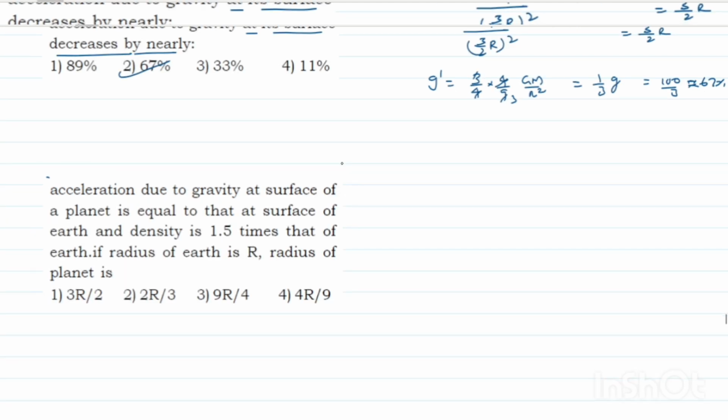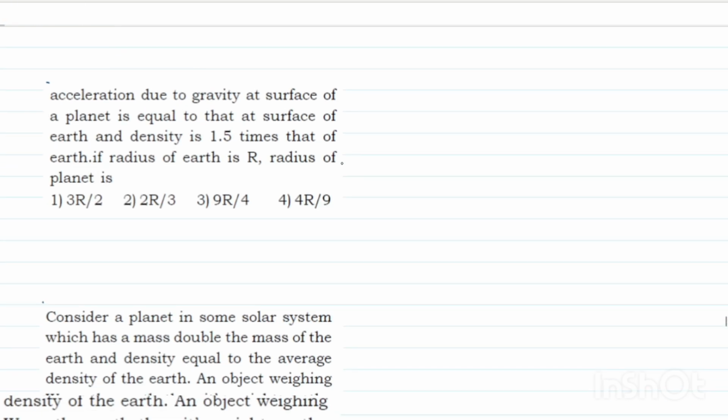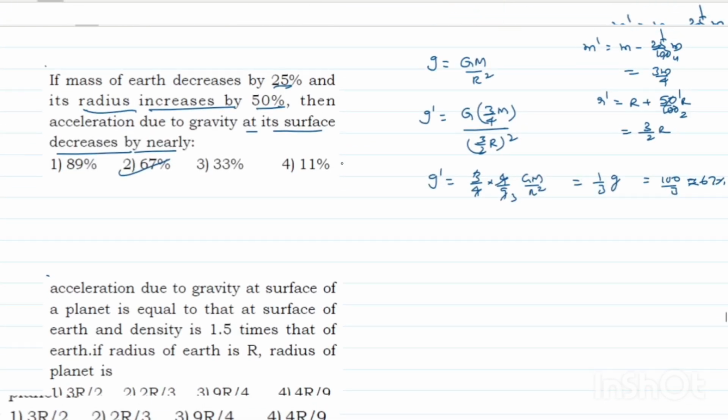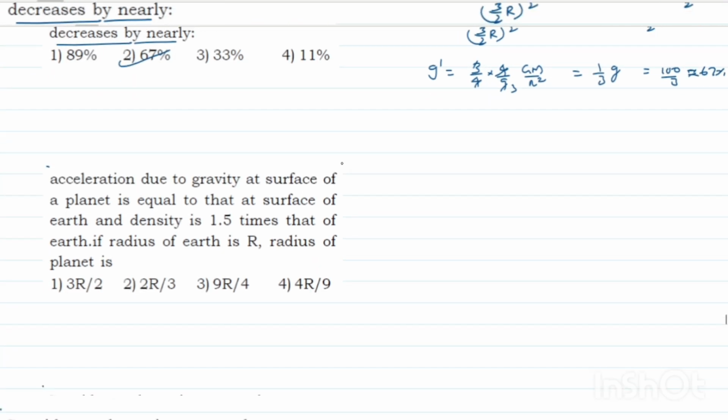Let us see the next case here. The acceleration due to gravity at the surface of the planet is equal to that of the surface of the Earth, and the density is given as 1.5 times that of the Earth. If the radius of the Earth is r, they are asking for the radius of the planet.